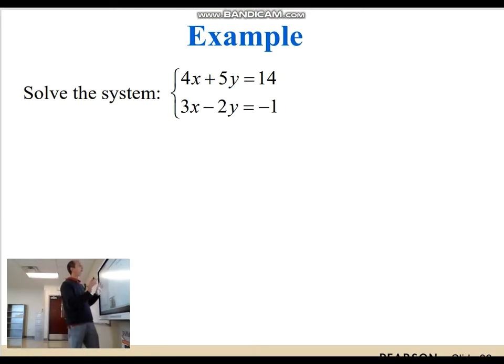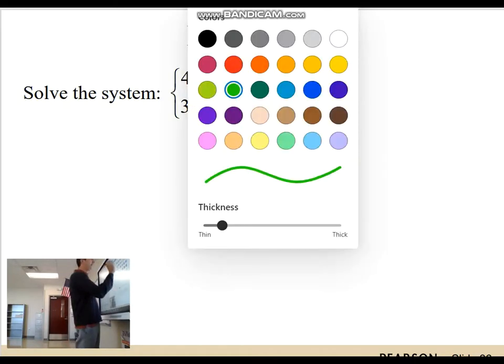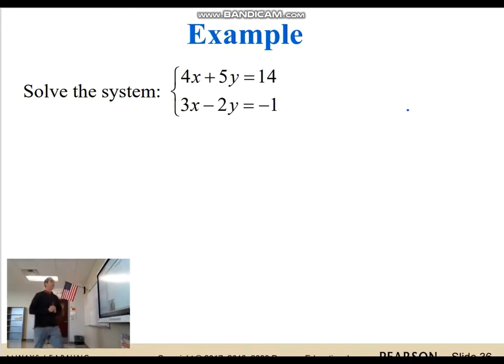And let's check another example. Solve this system now: 4x plus 5y equals 14, 3x minus 2y equals -1. We don't have any coefficients of variables that are the same, that we can eliminate.